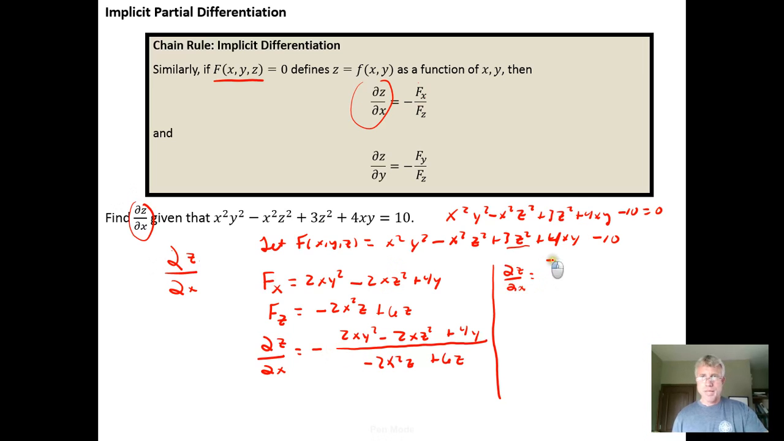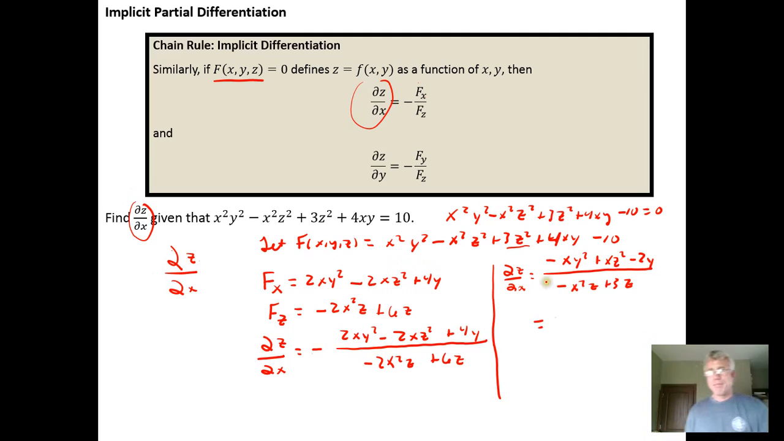So I'm going to get partial z partial x equals minus, I factored the 2 out and canceled it with the 2 factored out from the bottom. So it's just going to be minus x y squared plus x z squared minus y, over, actually it's going to be 2y, I only factored a 2 out of the numerator. So factor a 2 off of this, a 2 off of this, a 2 off of this is going to give me a 2 times y there. And factoring that 2 out in the denominator is going to leave me with minus x squared z plus 3z.